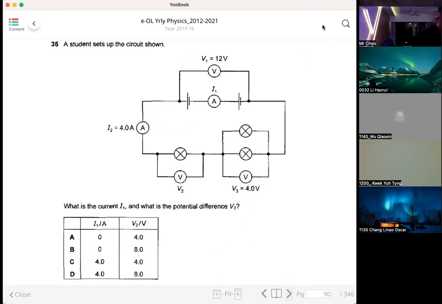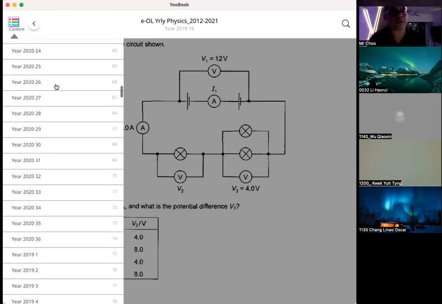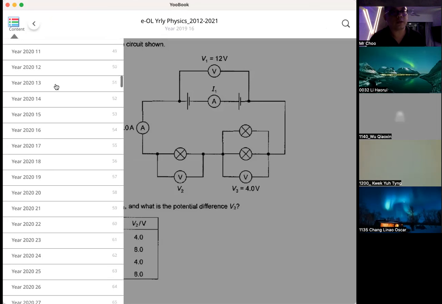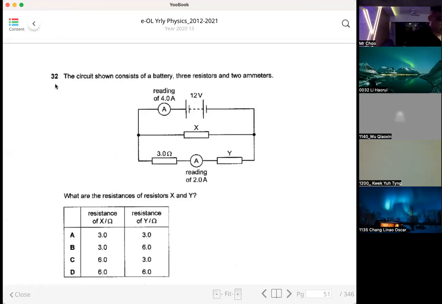Okay, let's do the next question. Two last questions. Bear with me. Two last questions, and then we'll be done for today. Okay, do question number 32. This one. Okay, you all may begin.